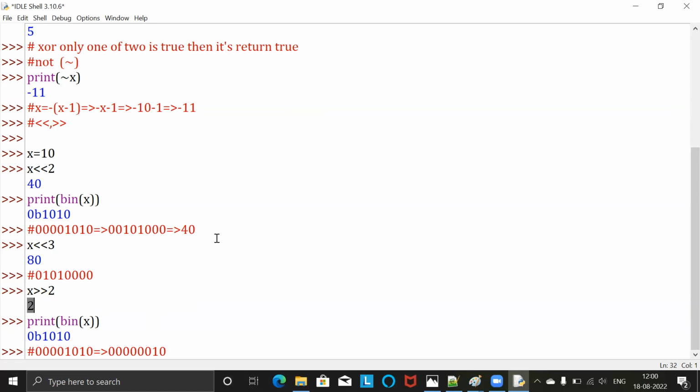And this is all about bitwise operators. I know it's a little bit confusing, but don't panic about bitwise operators, because in real life, in real Python, the use of bitwise operators is very rare. So just practice bitwise operators, but don't panic.